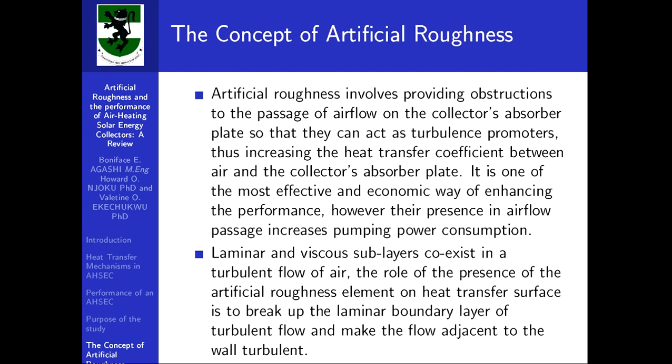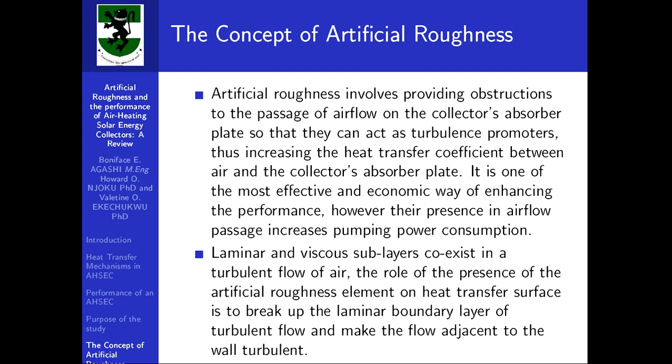The concept of artificial roughness. Artificial roughness involves providing obstruction to the passage of airflow on the collector's absorber plate so that they can act as turbulence promoters, thus increasing the heat transfer coefficient between air and the collector's absorber plate. It is one of the most effective and economic ways of enhancing the performance. However, their presence in airflow passage increases pumping power consumption of the device.